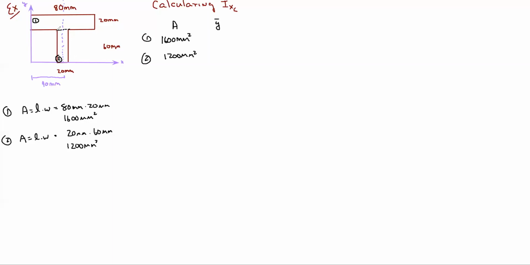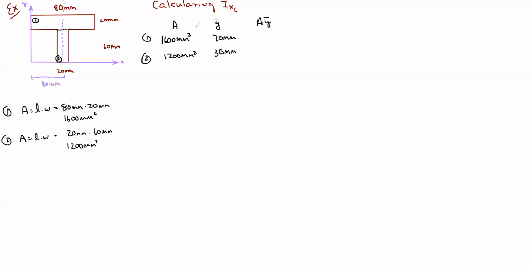Lowercase y bar for object 2 is, since it's a rectangle, halfway between the bottom of the object and the top of the object, so 30 millimeters. That was for area 2. For area 1, you have to get up to object 1, so it's 60 millimeters from the x-axis to the bottom of object 1. And then object 1 is also a rectangle, so half of the height of that is 10. So y bar is 70 millimeters.